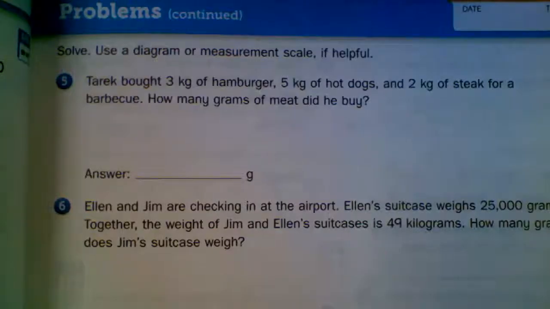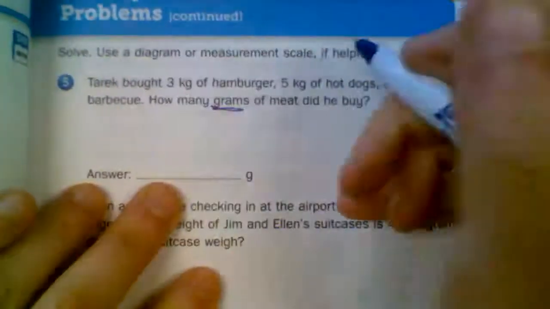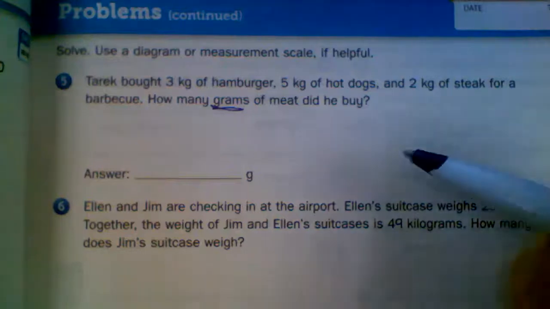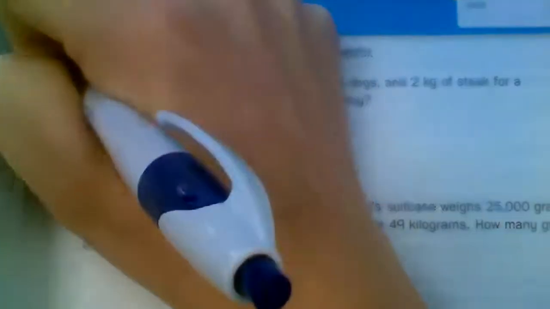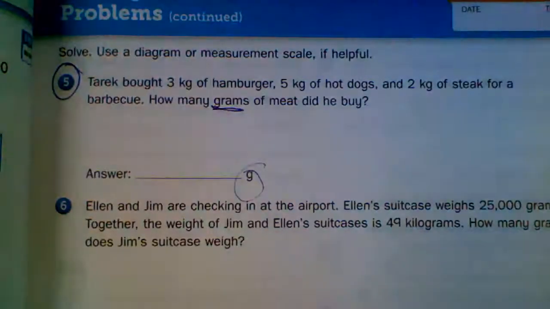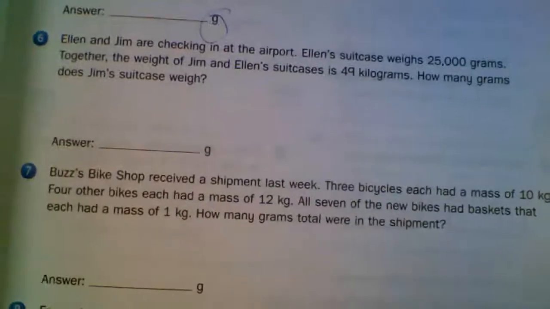Okay, number 5. Eric bought 3 kilograms of hamburger, 5 kilograms of hot dogs, and 2 kilograms of steak for a barbecue. How many grams of meat did he buy? So after we do that, then we convert to grams. You'll be doing number 5 on your own. Unpause when you're done. I'll expect to see that work in your journal here.